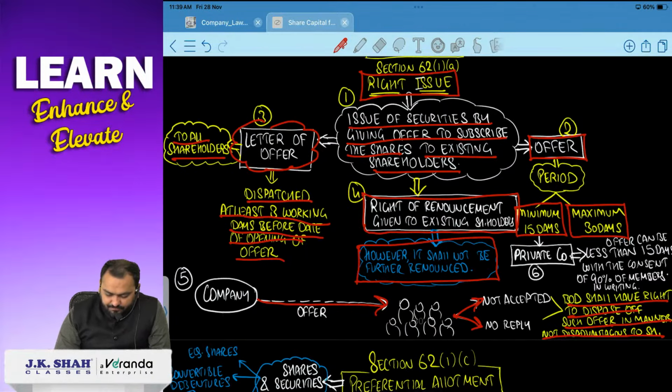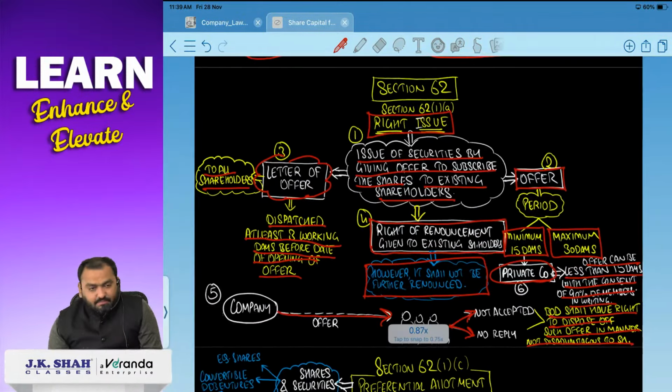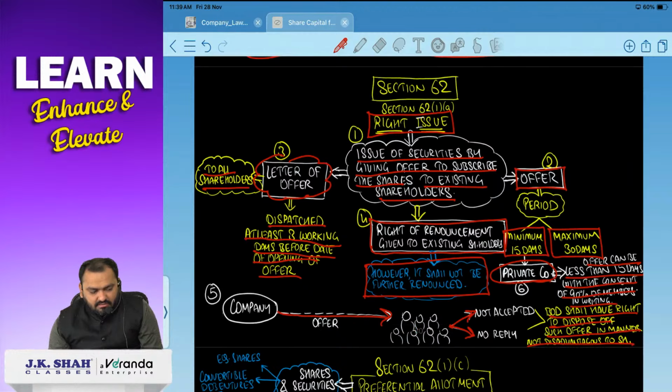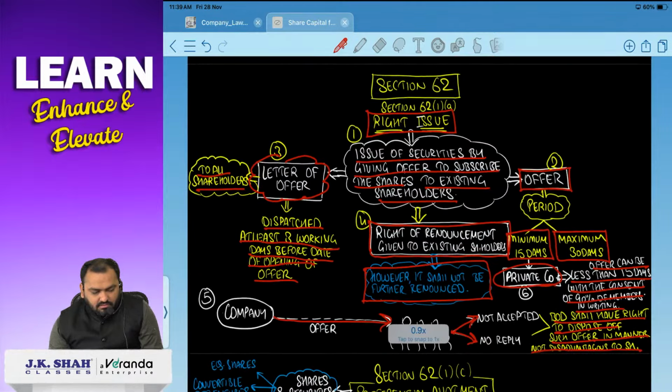Easy? Now in case of private company, this offer can be open for less than 15 days also. 15 days was the minimum period for which the offer should be kept open. So for private company it can be open for less than 15 days also, but you need to take the consent of 90% of the members of the company in writing. Okay, so how many number of points? 6 points.